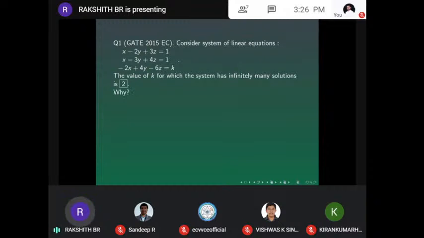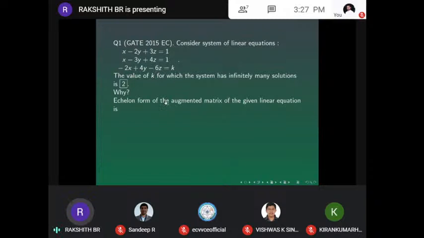Why? For this, I have the following argument. Consider the augmented matrix of the system. It is 1, minus 2, 3, along with the constant 1; 1, minus 3, 4, 1; minus 2, 4, minus 6, k. The first row consists of 1, minus 2, 3, 1, the second row of 1, minus 3, 4, 1, and the third row of minus 2, 4, minus 6, k.